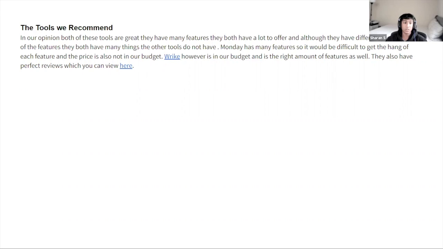Monday.com has many features, so it would be difficult to get the hang of each feature, and the price is also a little over our budget. Rike, however, is in our budget and has the right amount of features as well, which will allow for easy understanding. So overall, our recommendation would be Rike for the project management tool.